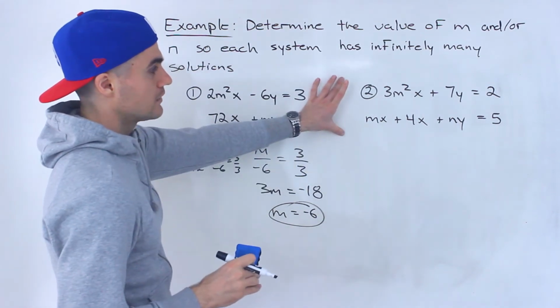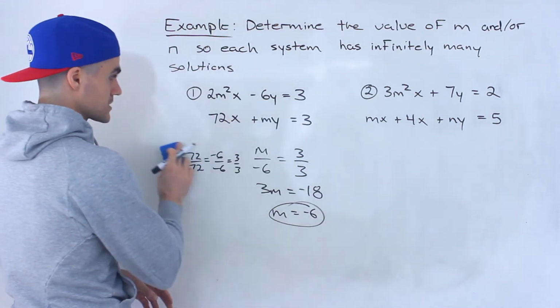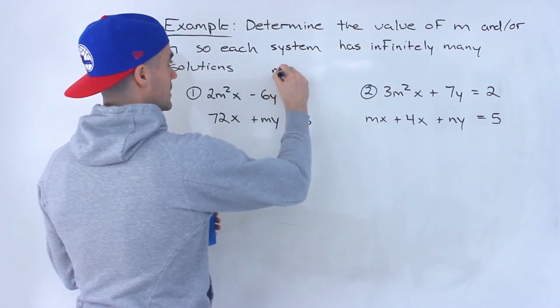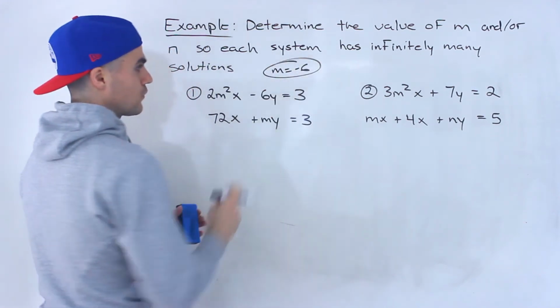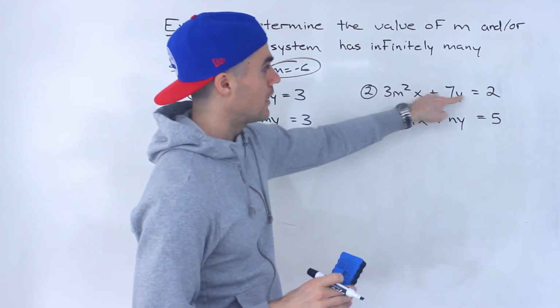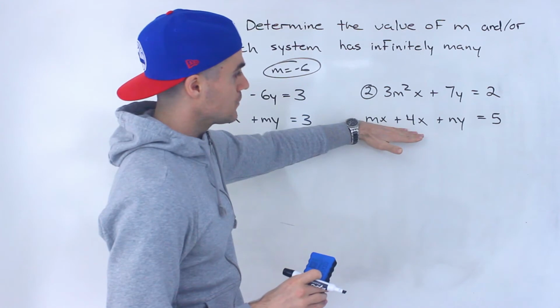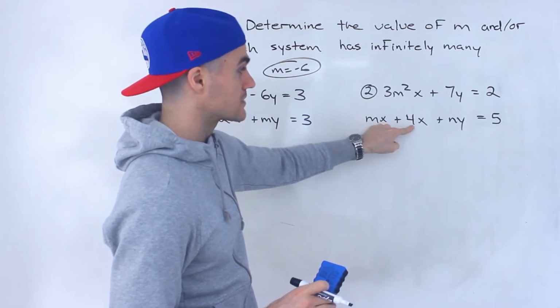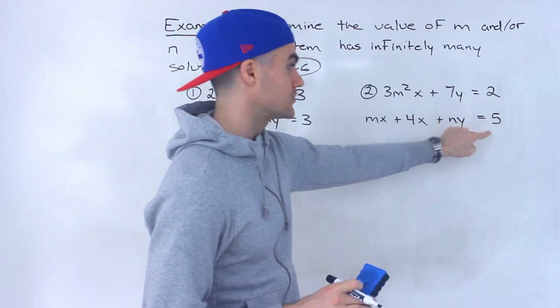Now, this one is going to be more complex because it's in a bit of a weird format, this second line. This one is 3m squared x plus 7y is equal to 2. But notice here we have two expressions with x. We have mx plus 4x plus ny equals 5.